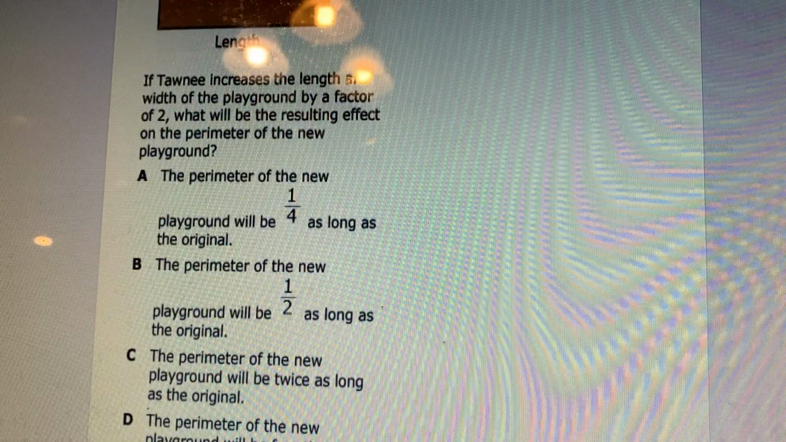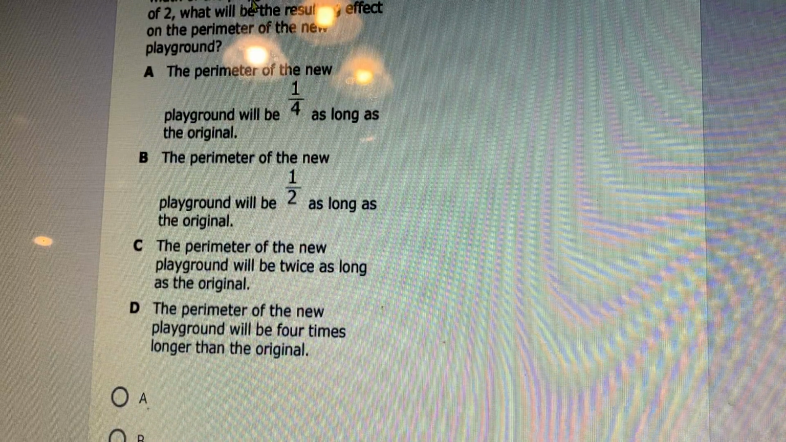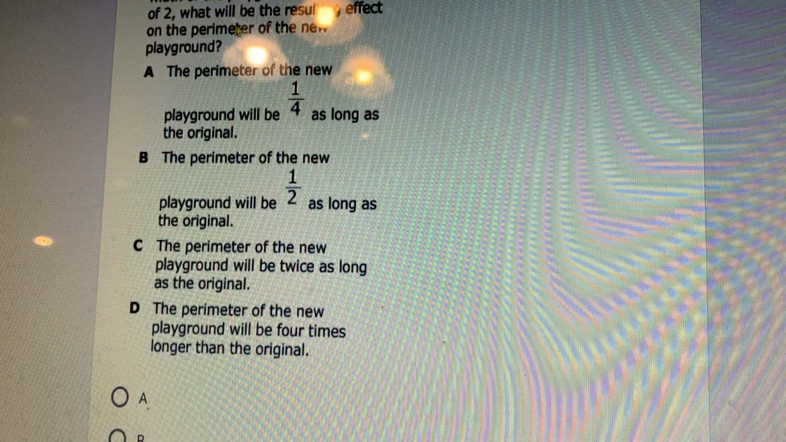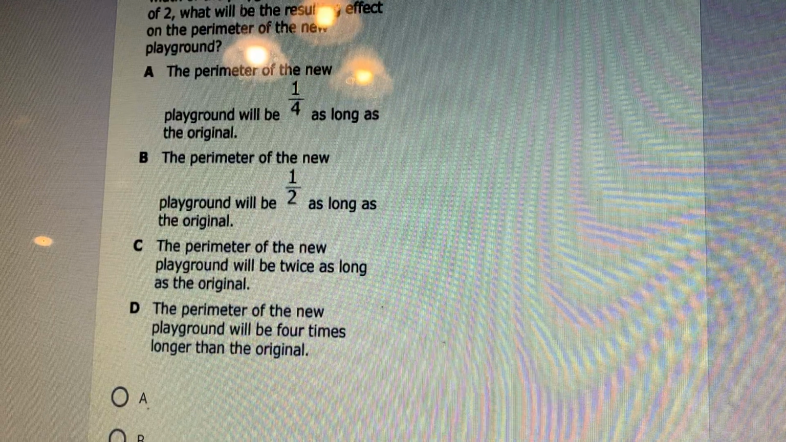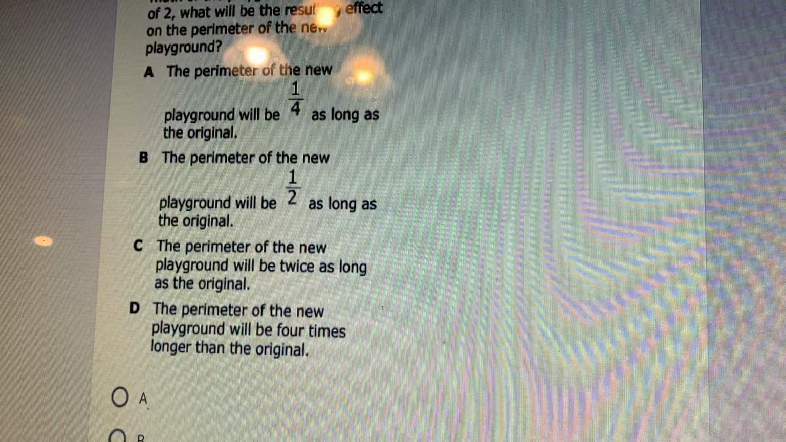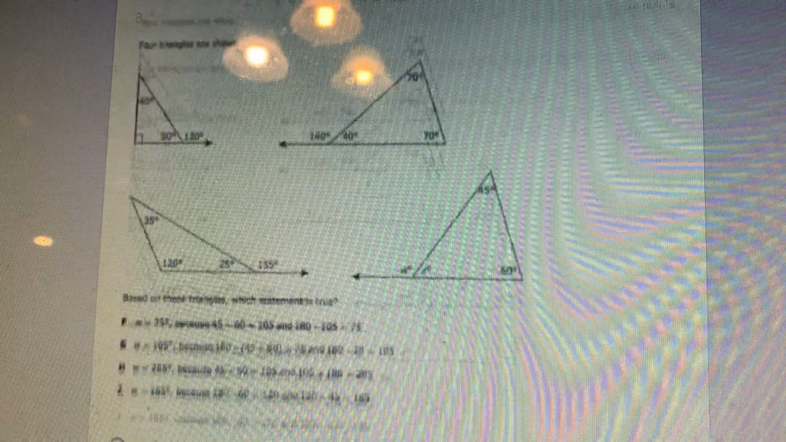The next one, we're talking about a playground, and the scale factor is 2. What is the perimeter scale factor? You have scale factor, you have perimeter scale factor, and you have area scale factor. You should be able to answer that one.